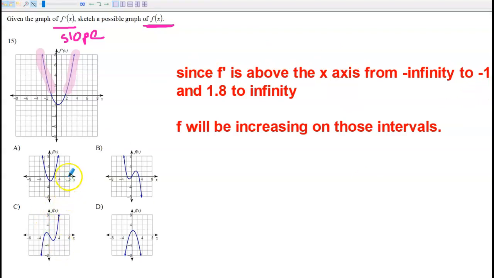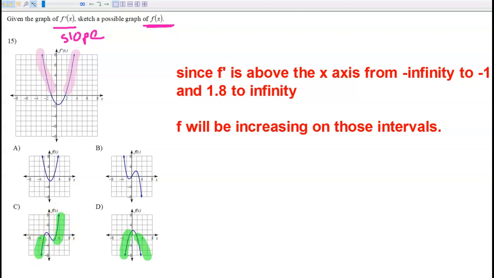Let's see. Now, from negative infinity here, that's decreasing. So that's no good. We don't want that one. This is also decreasing at negative infinity, so we don't like that one. This is increasing until we get to about, maybe, negative 1. And this one's increasing starting at about 2. Now this one's increasing up until about maybe negative 1. But it also needs to be increasing from 1.8 up into infinity. And on this side, it's negative, so that's no good. So this is the one that's increasing on the left and on the right. It has a positive slope on the left and on the right.